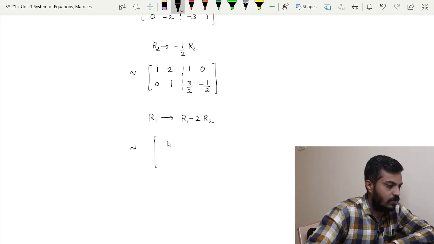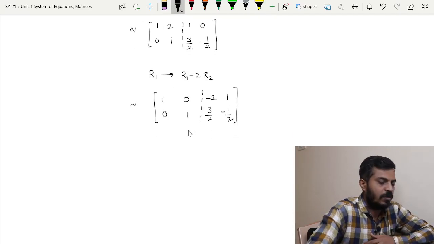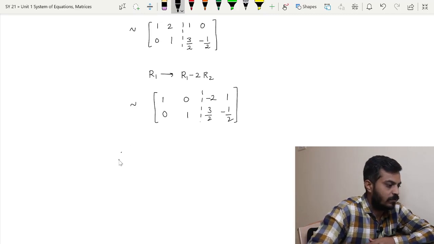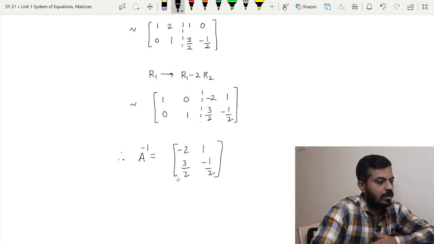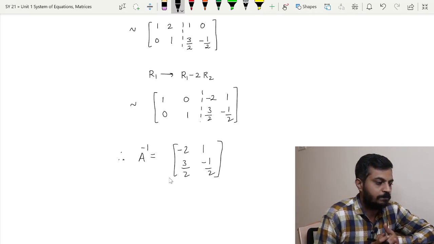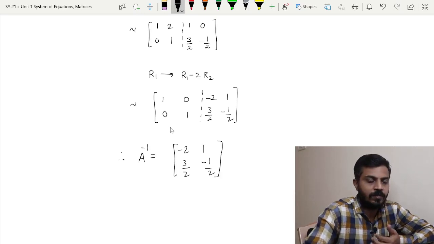So this is what we will get. And so our A inverse is nothing but, therefore we can say that A inverse is equal to this: minus 2, 1, 3 by 2 and minus half. Now the question is how to decide whether the matrix is invertible or not.